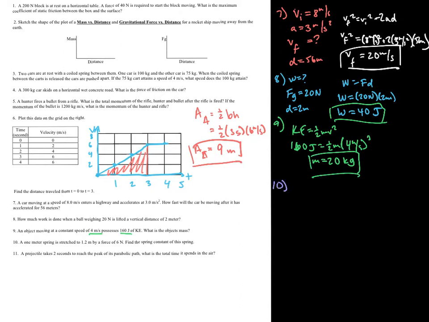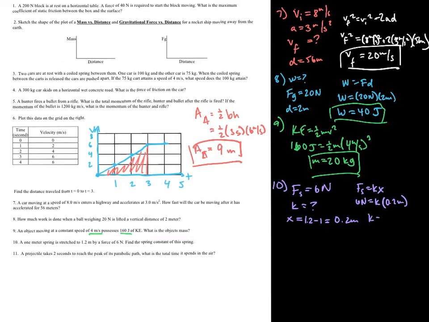Number 10. A 1 meter spring is stretched to 1.2 meters by a force of 6 newtons. So the force exerted on the spring is 6 newtons. We are looking for k, the spring constant, and the difference the spring has stretched, the extension or compression, is from 1 meter to 1.2. So the difference here is 0.2 meters, and that is our x. We need to figure out the spring constant, so Fs equals kx: 6 newtons equals k times 0.2 meters.